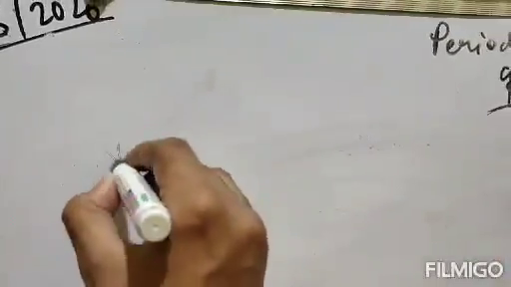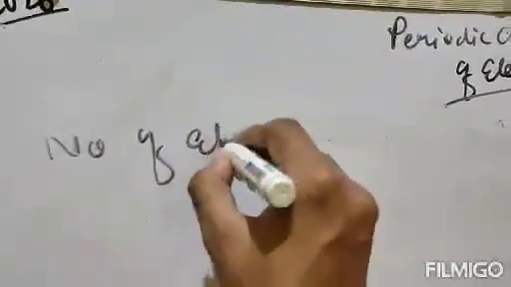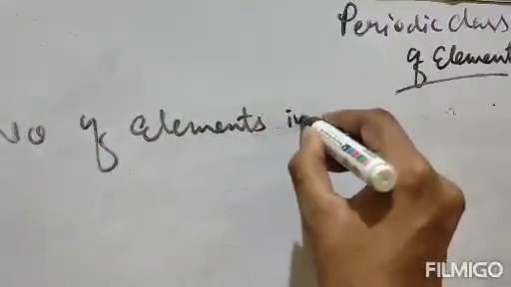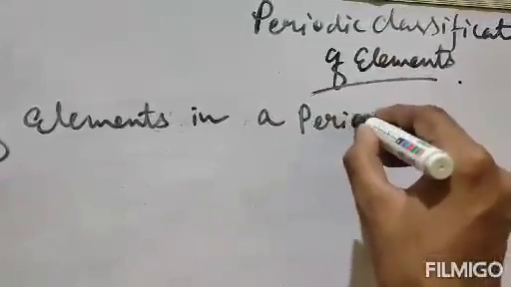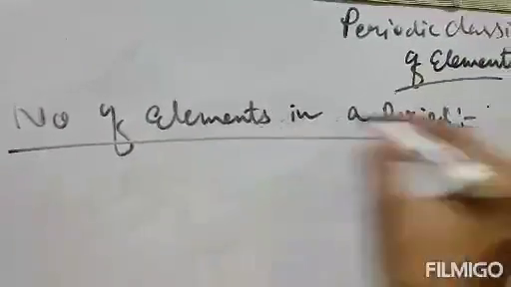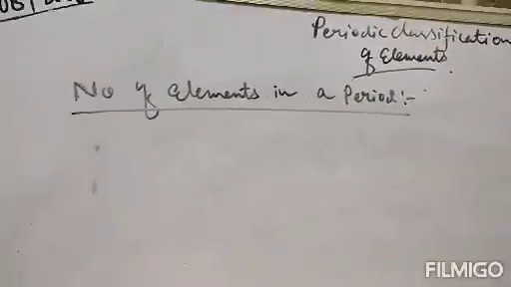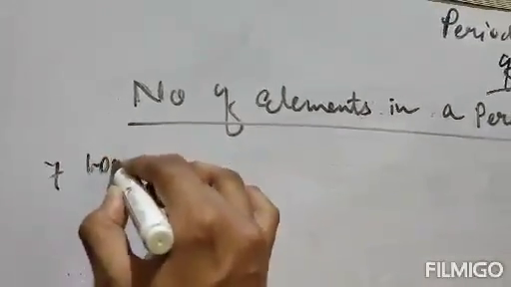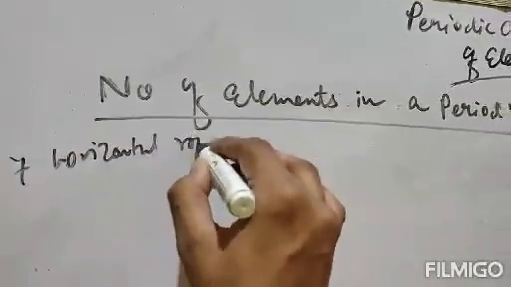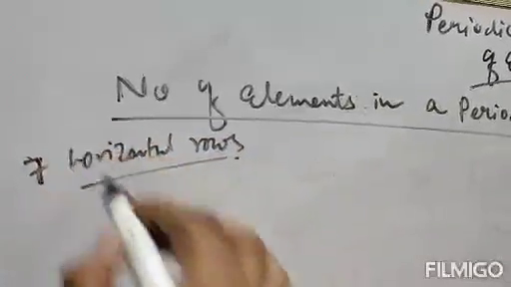Next, the number of elements in a period. We have a total of 7 horizontal rows that are termed as periods, right?